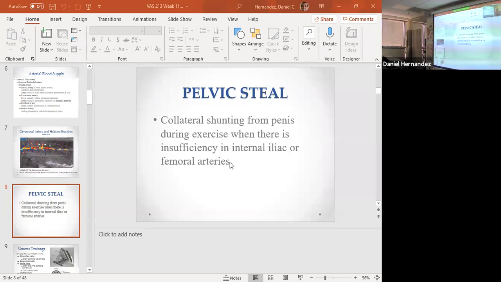We do have the potential for shunting of blood from the penis during exercise when there's insufficiency in the internal iliac or femoral arteries.